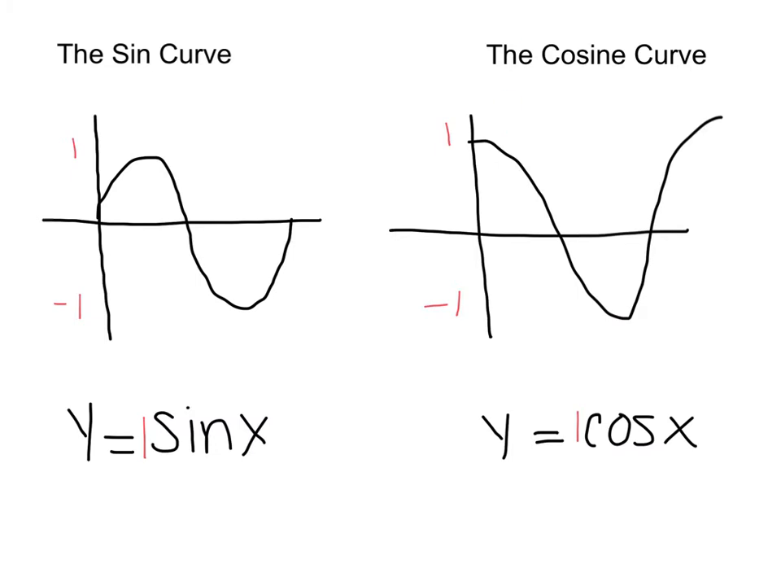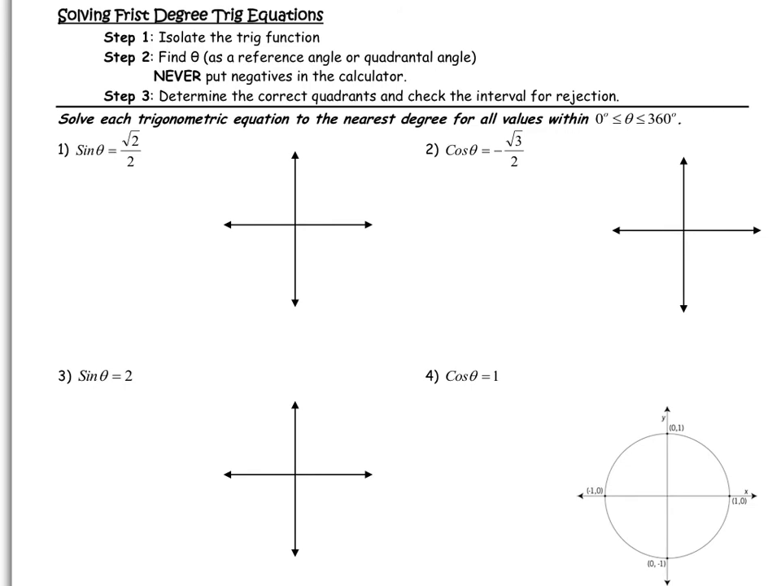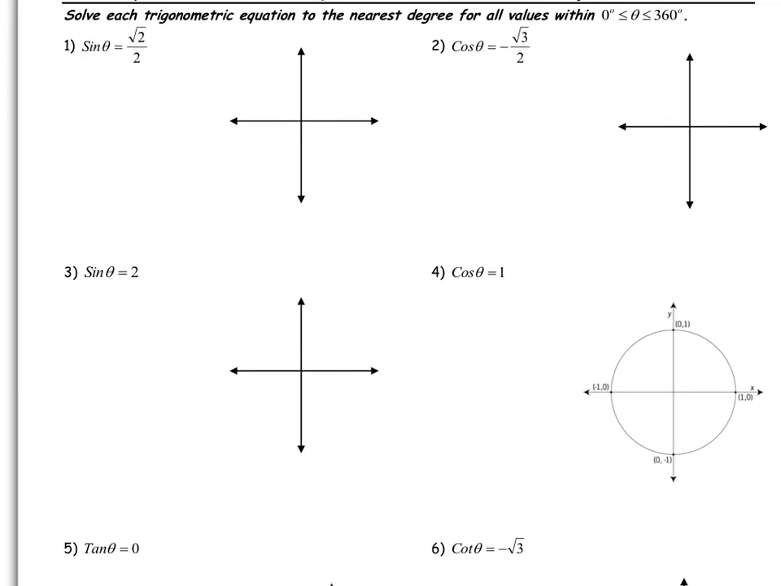Now let's go ahead and start solving. Okay, let's do example number 1. The steps are on top for you there, but you don't need them right now. It says solve each trigonometric equation to the nearest degree for all values within 0 to 360. First thing, sine of theta is equal to rad 2 over 2. So the first thing we need to do is find theta. Again, like we did before, theta is equal to the inverse sine, sine -1, of rad 2 over 2. You can put this into the calculator, or you can just remember that sine of 45 is rad 2 over 2. So that makes theta 45 degrees.